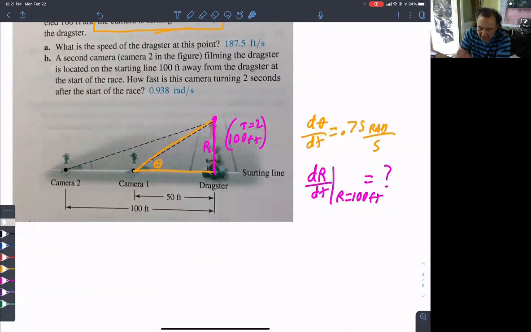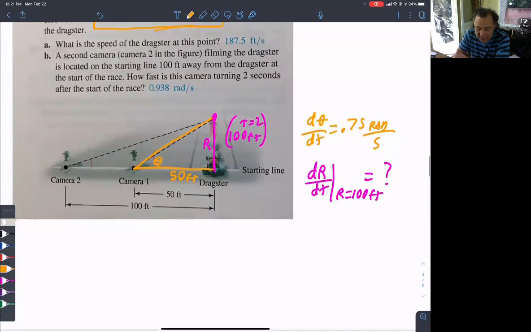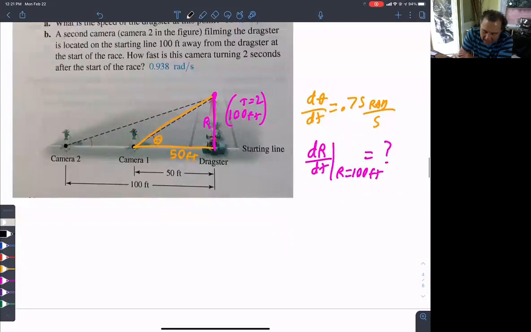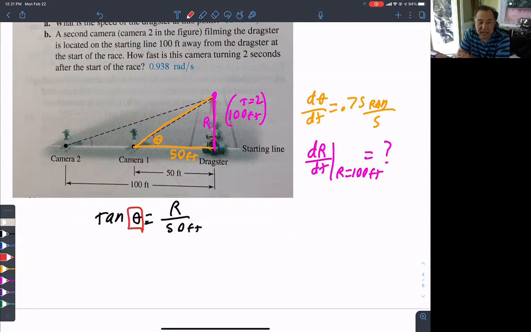So we need an equation that involves theta and R. This distance is a constant 50 feet. Hopefully you see it, right? Tangent is opposite over adjacent. So we have the tangent of our angle is the opposite side over the adjacent side. Bam. And in this, we know that theta is a function of time.